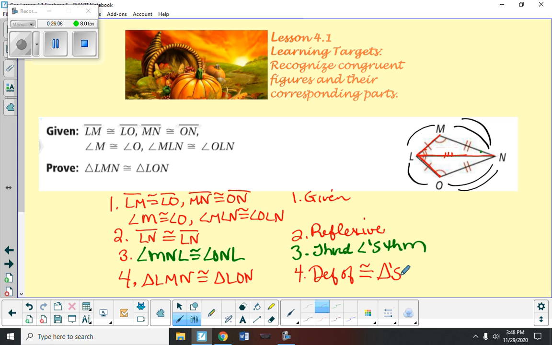Now it's kind of a lot to have to list all three sets. So the good news is we're going to be learning some shortcuts. We have a total of 6 shortcuts in proving that triangles are congruent, so we'll be doing that in these next few sections.